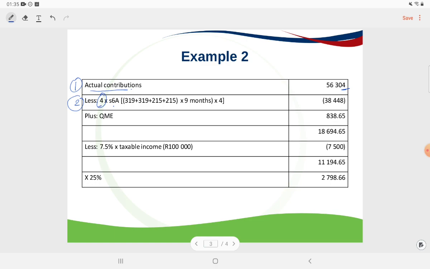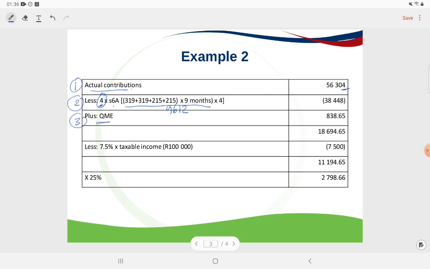So this 4 is prescribed in the legislation. It's not based on anything else. It just comes from the Act if you go and look at section 6B. We would take your section 6A medical tax credits and multiply it by 4. So we had already calculated your section 6A as 9,612, and now we would just multiply that by 4 to get to 38,448. So then that reduces your actual contributions.